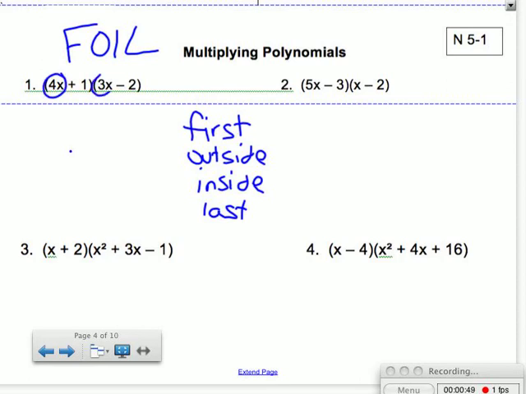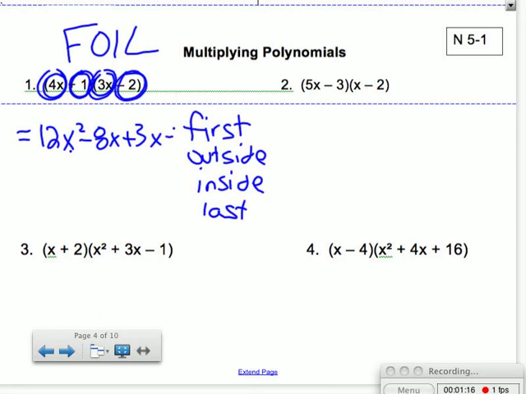So you're going to multiply those together, and that's going to give you 12x squared. Then you're going to multiply the outside, so that's again this 4x again with this one. So minus 8x. Then you're going to multiply the inside, which is going to be 1 times 3x squared, so plus 3x. And then last, which is 1 times the negative 2, so minus 2. And what it does is it makes sure that you multiply this first term times this and this, and also this term times this and this.